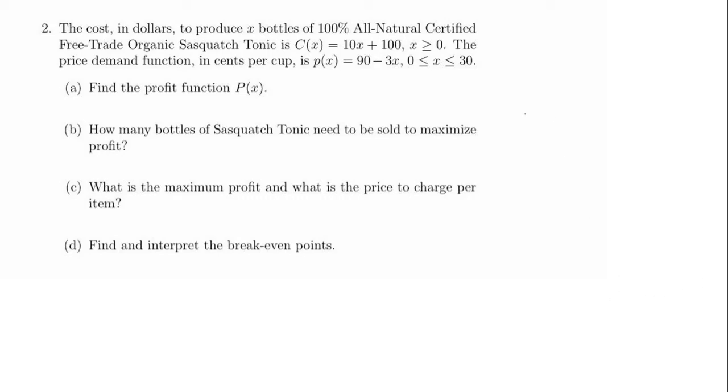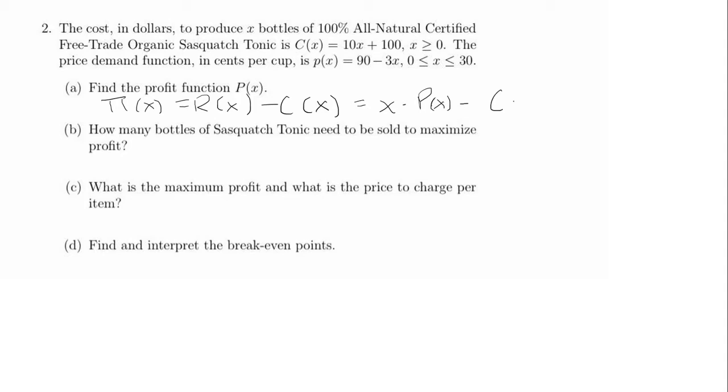We're given the cost to produce x bottles as 10x + 100 and the price demand as 90 - 3x. So we want to find the profit function, P(x). Profit is defined to be the revenue minus the cost. For the revenue, it's how much you sell multiplied by the price that you sell it at. So we can write the revenue as x times p(x), x being the number of items you sell, p(x) being the price per item.